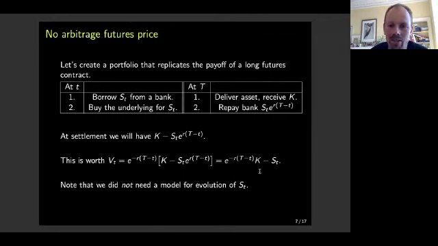That's the fair price. And if you throw away the interest rate, if you say that the interest rate is 0, you will see that it's exceedingly simple. The fair strike for a futures contract is just the current spot price.